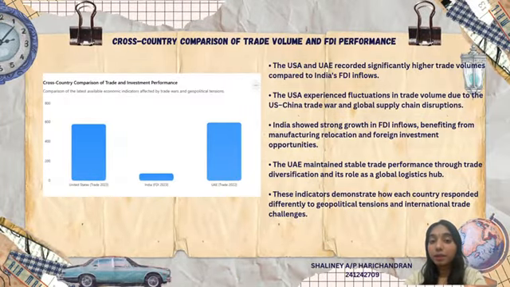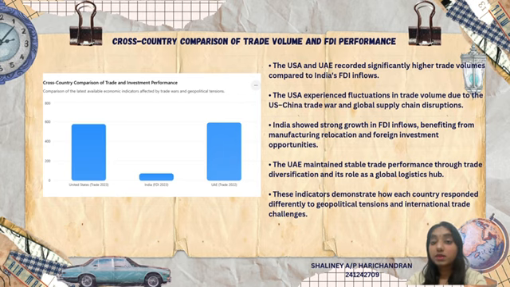Now, this slide compares the performance of the three countries using two key indicators, which are trade volume and foreign direct investment, or FDI. These indicators were first presented in the table on the previous slide and are now visualized in the graph for easier comparison. The graph shows that the USA and UAE recorded significantly higher trade volumes, with approximately 575 billion and 590 billion US dollars. Meanwhile, India's FDI inflows reached about 72 billion US dollars in 2023, reflecting strong investment growth.